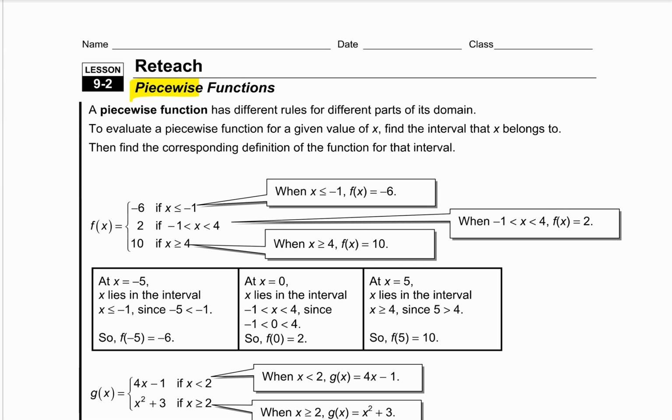Piecewise functions, they're weird, I'm not going to lie. They're not hard. These are functions you really haven't seen before. What a piecewise function does is this: you have different rules for different parts of the function domain. So in order to evaluate a piecewise function for a given value of x, you have to figure out which interval it belongs to, and then once you figure that out, you can apply the appropriate rule or the definition of the function for that interval to figure out its value.